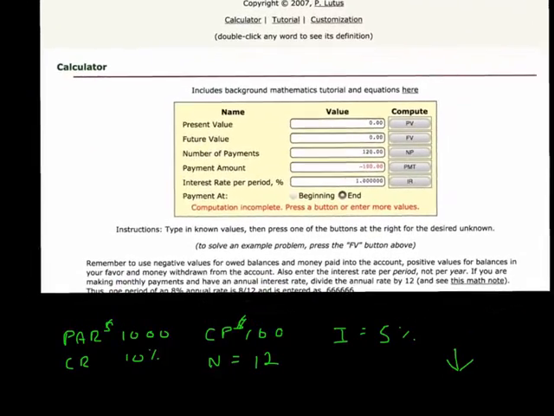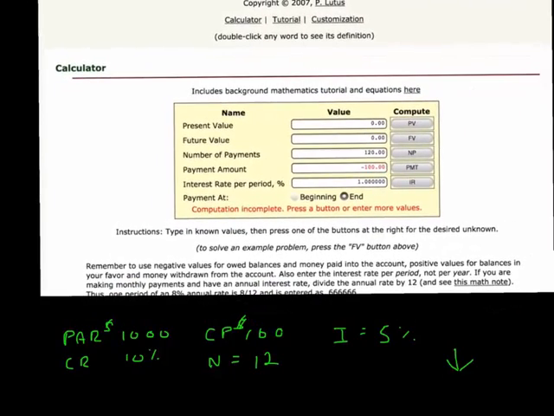Let me blow this up a little bit and see if this works. We want to calculate this one right here, the present value. So we're going to fill in all the other fields and then click compute and see what we get. Future value we know right there, $1,000.